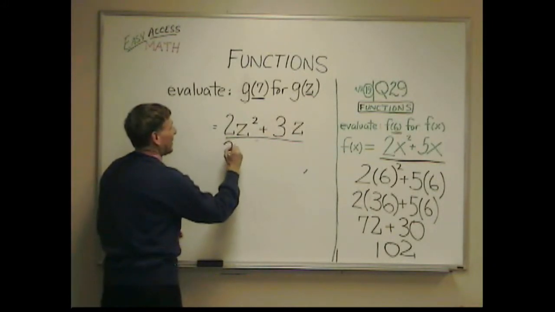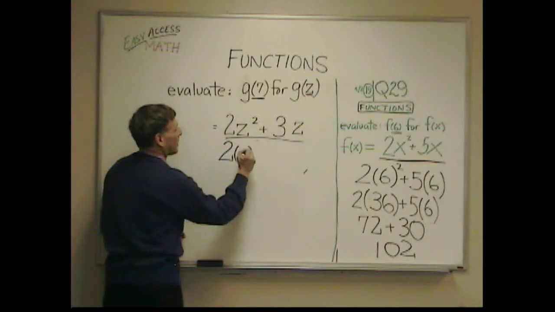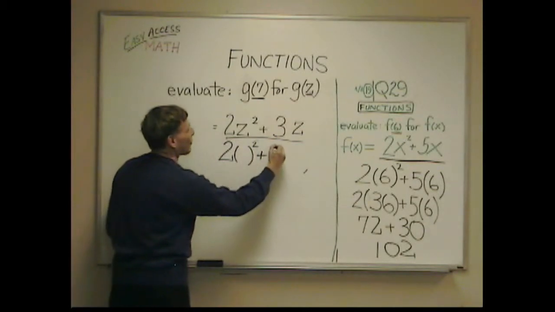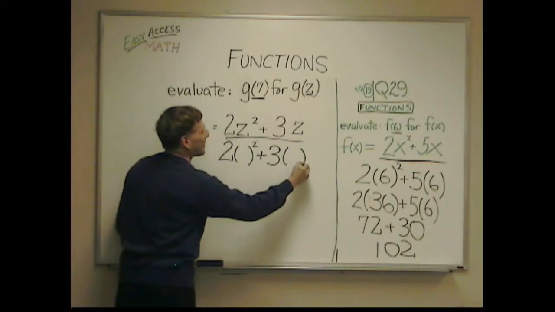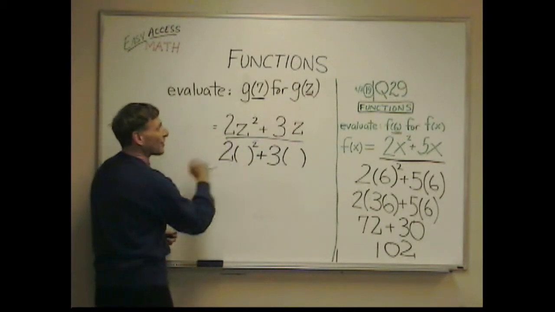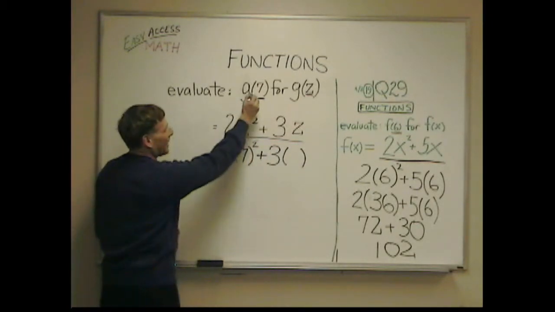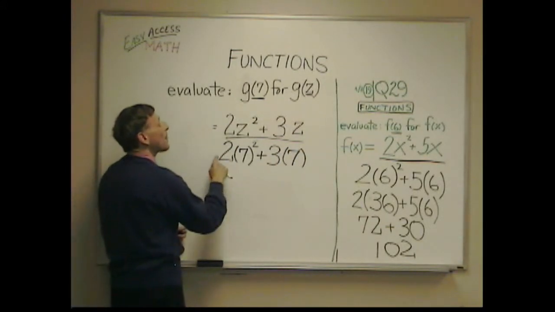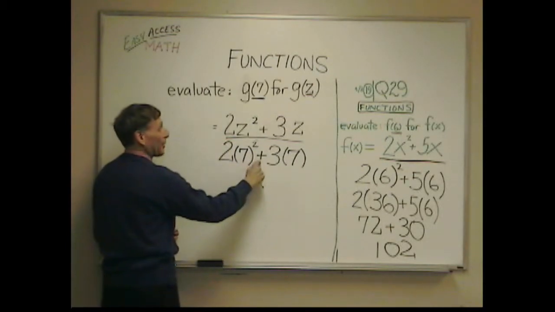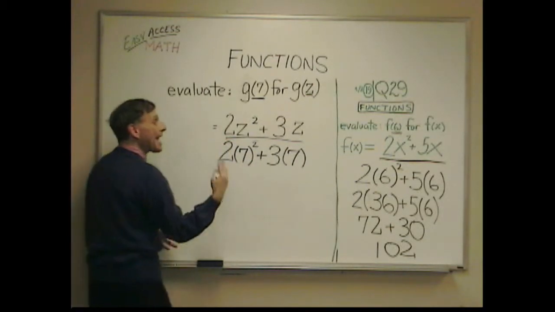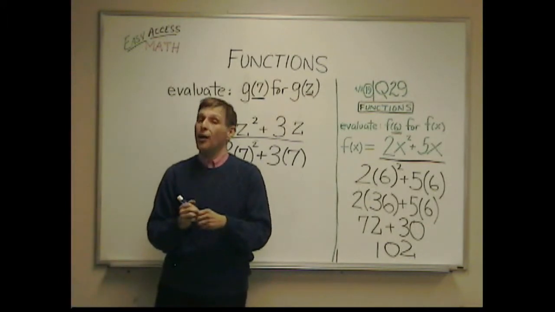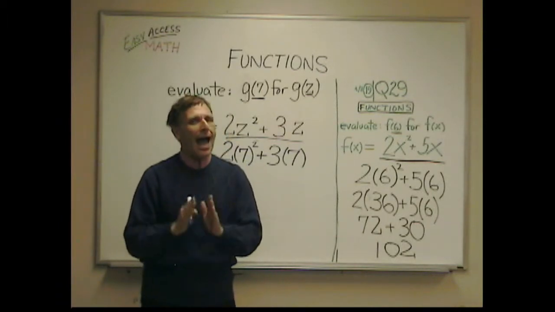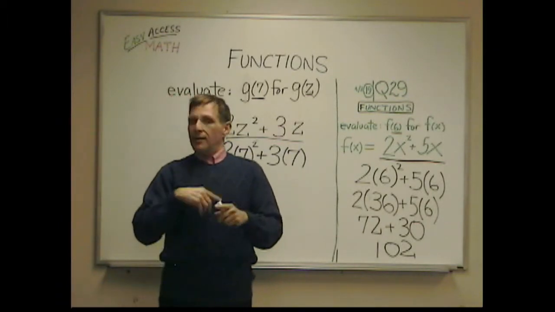So I'll rewrite it as 2, make a space, put the exponent, plus 3, and make a space in a parenthesis to put the number to substitute for the z, which we said is 7, that was given to us. And so I have 2 times 7 squared plus 3 times 7. And now I work it out using the rules of the order of operations and signed numbers. You have to keep those rules in mind.